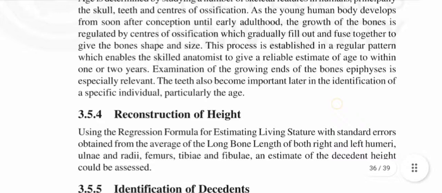Identification of age. Age is determined by studying a number of skeletal features in humans, principally the skull, teeth, and centers of ossification. As the young human body develops from soon after conception until early adulthood, the growth of the bones is regulated by centers of ossification, which gradually fill out and fuse together to give the bone shape and size. This process is established in a regular pattern which enables the skilled anatomist to give a reliable estimate of age to within 1 or 2 years. Examination of the growing ends of the bones, epiphyses, is especially relevant. The teeth also become important later in the identification of the specific individual, particularly the age.